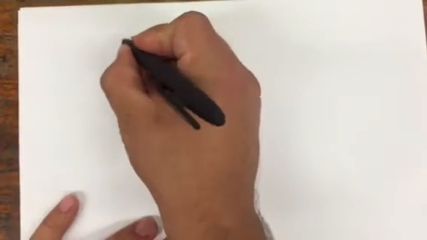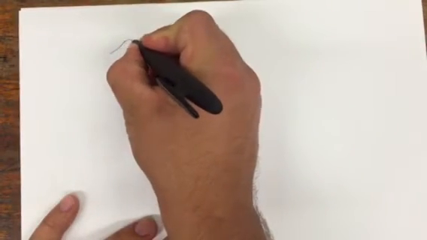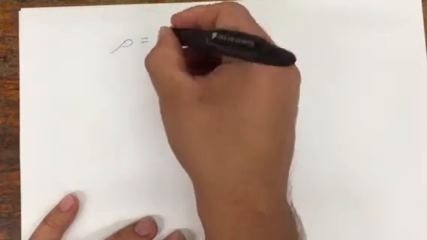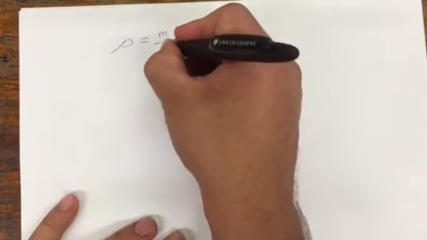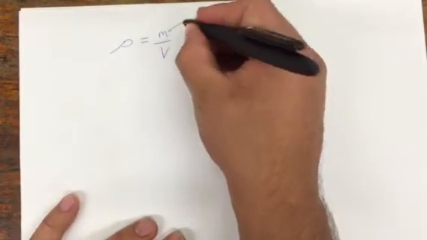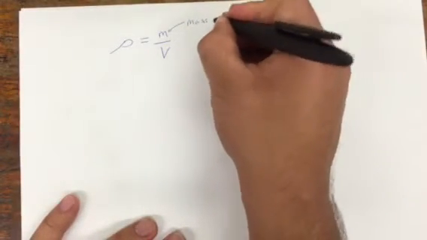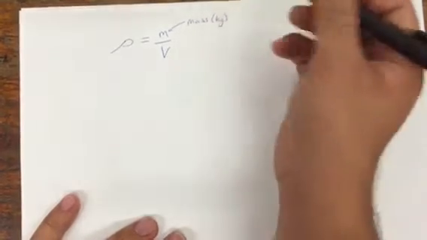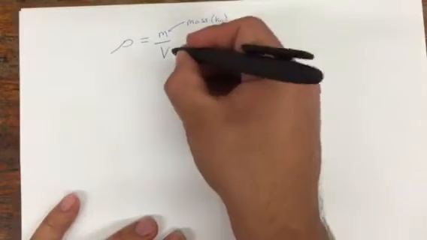So this video is about how to use the equation for density. The equation for density is rho is equal to mass divided by volume. Mass is always measured and used in calculations in kilograms in physics.